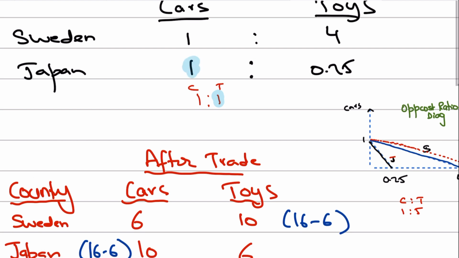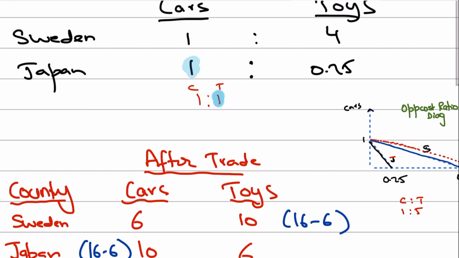Since Japan is specializing in cars, it is exporting one car, and at the same time it is importing one toy. While previously it's importing one toy, which means it's consuming one toy. And it's exporting one car, which means it's sacrificing one car, right?